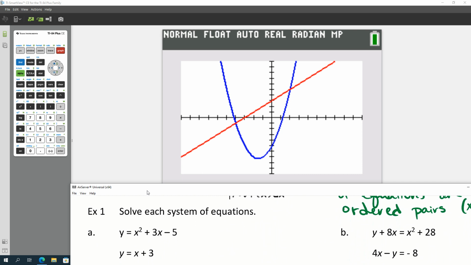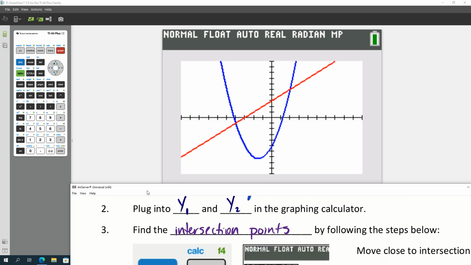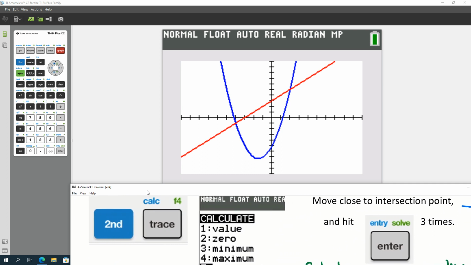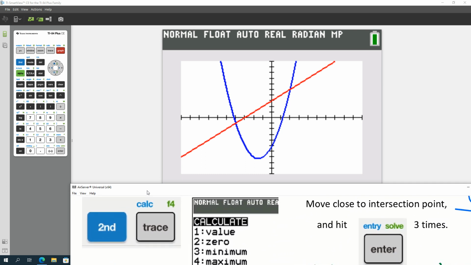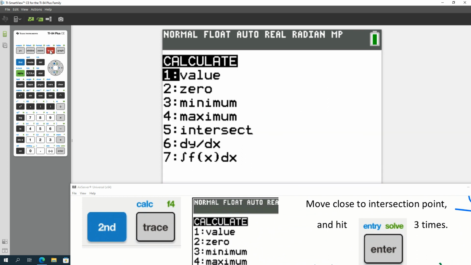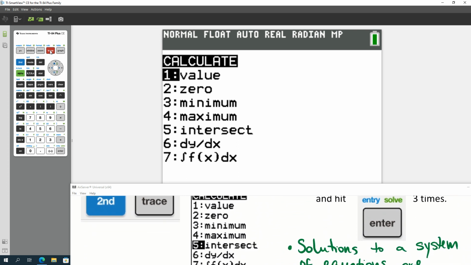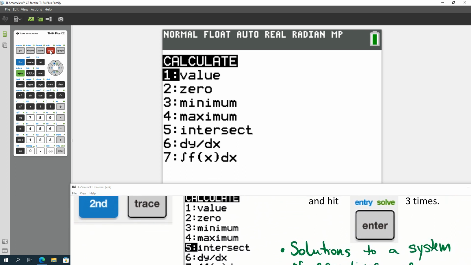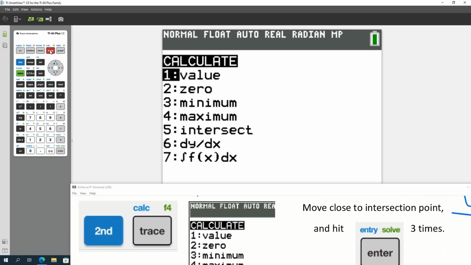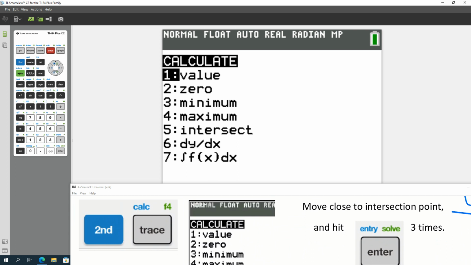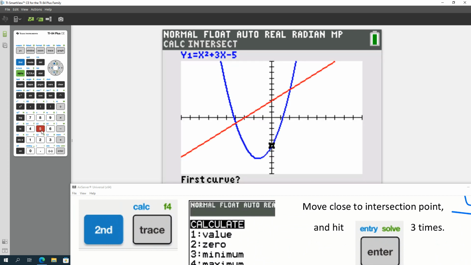All right, so let's look at the steps. The first step is to hit second and then trace. This menu comes up and the notes say to choose number 5. Number 5 is the intersection point. You can either go to 5 and hit enter, or you can just hit the number 5. It doesn't matter. So you get this little flashing cursor.